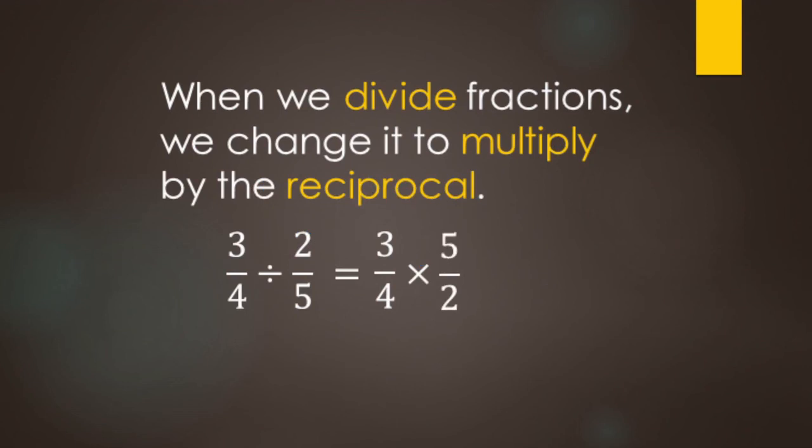And now when we multiply fractions, it's just numerator times numerator. 3 times 5 makes 15. And then denominator times denominator, 4 times 2 makes 8. And that's how we divide fractions. We change it to multiply by reciprocals. So instead of divide 2/5, it's multiply 5/2.